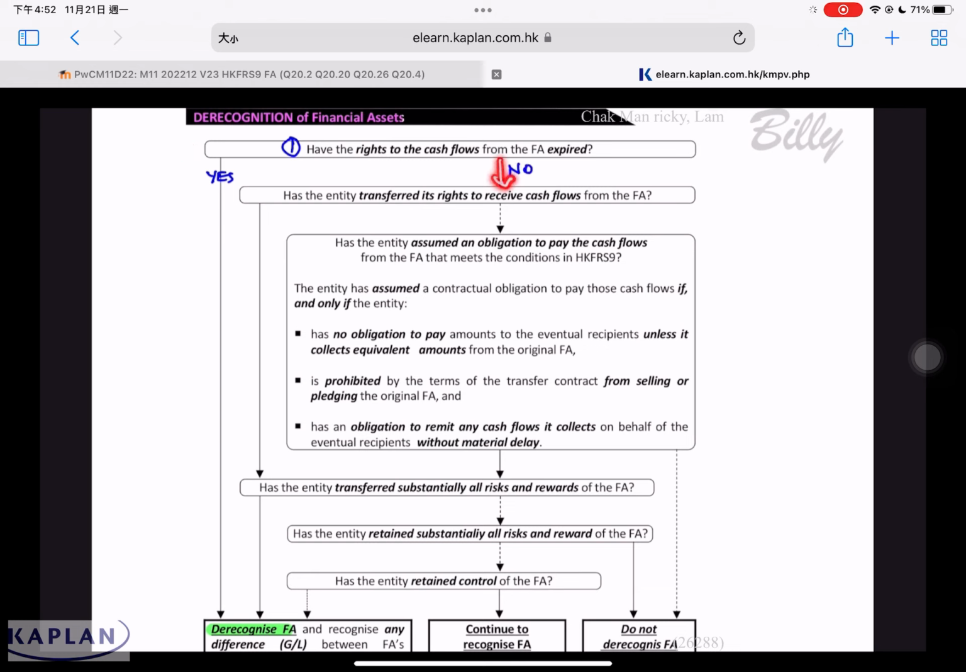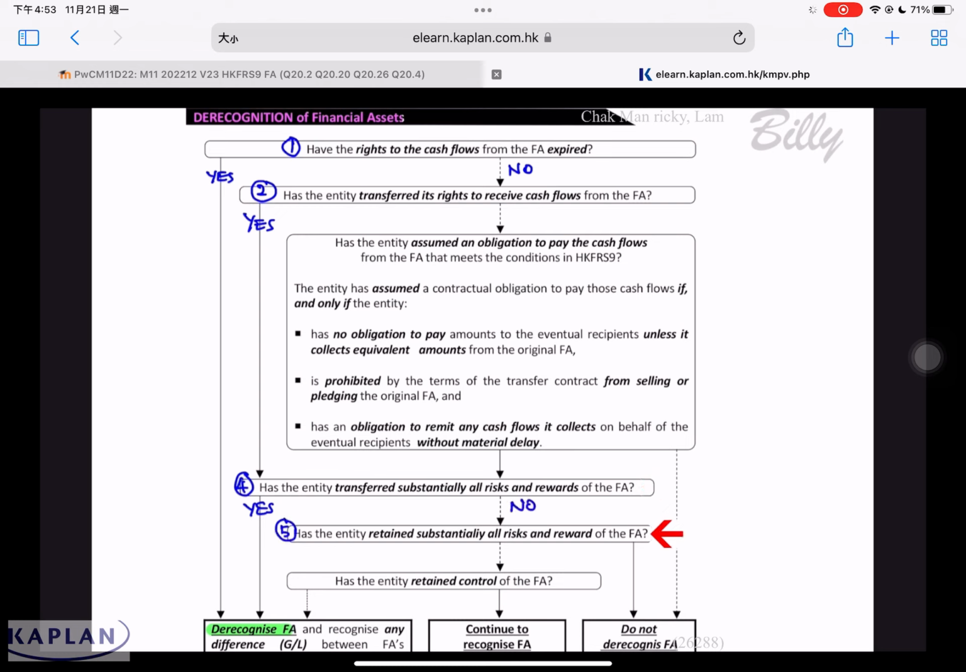If the answer is no, number 2, has the entity transferred the right to receive cash from financial assets? Take for example, we sold the assets to someone else who is going to collect the cash. If the answer is yes, then number 3, has the entity transferred substantially all risk and real ownership? From this moment onwards, when the value of the share go up or down, who is the one that is going to benefit or suffer most? If the buyer is the one that benefit or suffer most, that means the seller transferred to the buyer substantially all risk and real ownership, then the seller should derecognize the financial asset. But if at this moment, when the value of the share go up or down, the seller is still the one that benefit or suffer the most, then we say no, he have not transferred substantially all risk and real ownership.